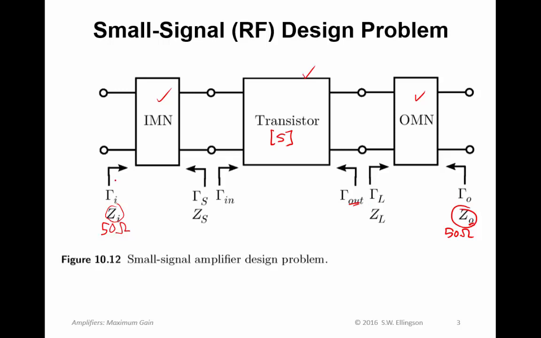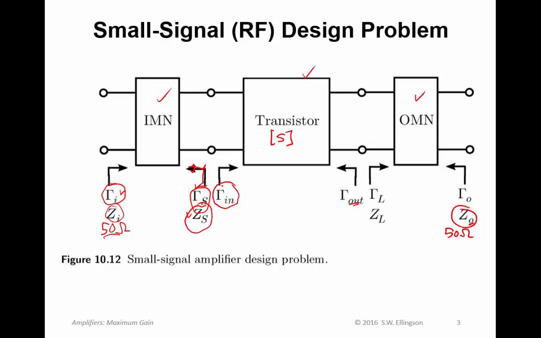And remember that we commonly use reflection coefficients as surrogates for impedances. So this is the reflection coefficient looking into the input, and it's the one that corresponds to 50 ohms. And similarly, looking in this direction into the IMN, we are going to try to achieve some source impedance, Z sub S, and it too has a corresponding reflection coefficient, gamma sub S. And typically we find gamma sub S and then convert it to Z sub S.